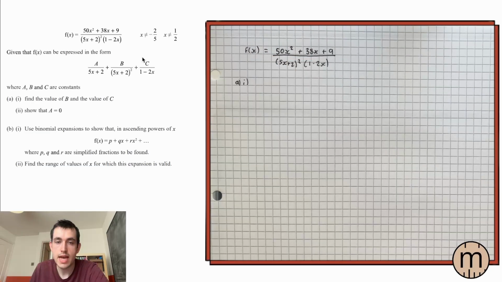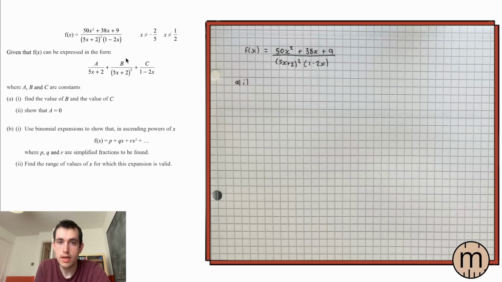Now it tells us that f of x can be expressed in the form A over this plus B over this plus C over this. So you should recognise that as partial fractions. If that doesn't seem familiar, then make sure that you know there should be a squared term and a singular term for the bracket that's squared here. Otherwise the partial fractions just won't work.